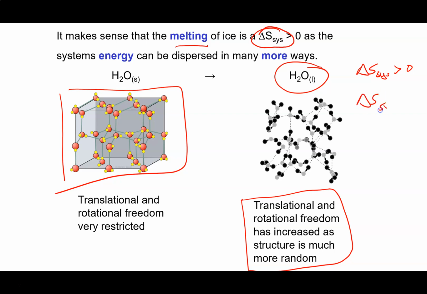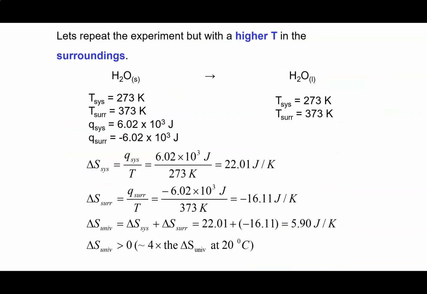Similarly, it makes sense that our surroundings reduce their entropy because we took a bunch of heat out of them, and that makes everything cool down in the surroundings. So overall, this is very logical.